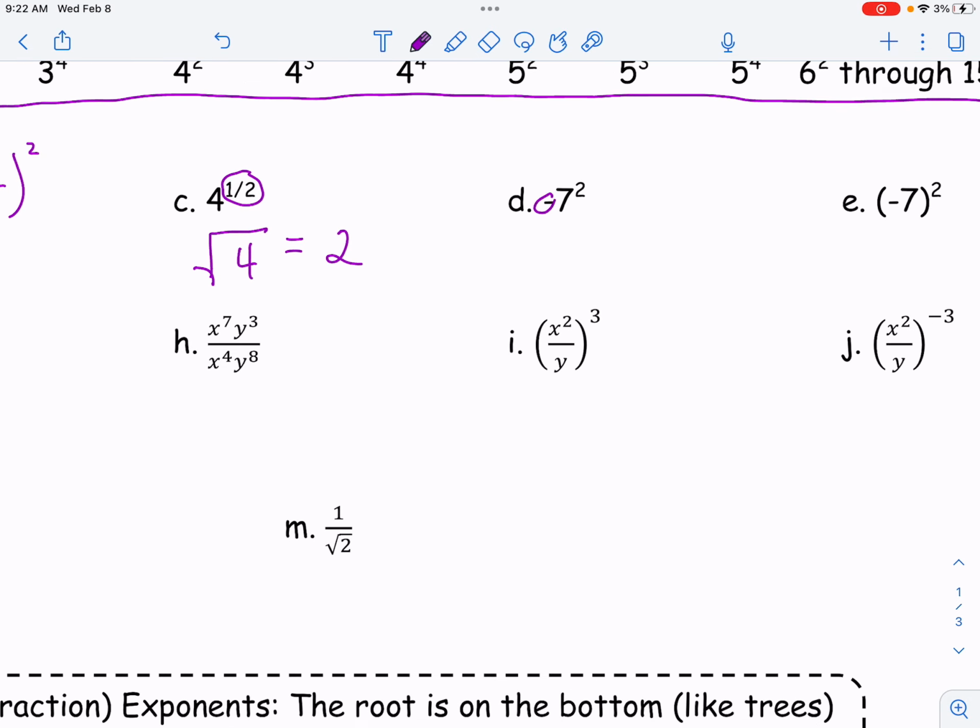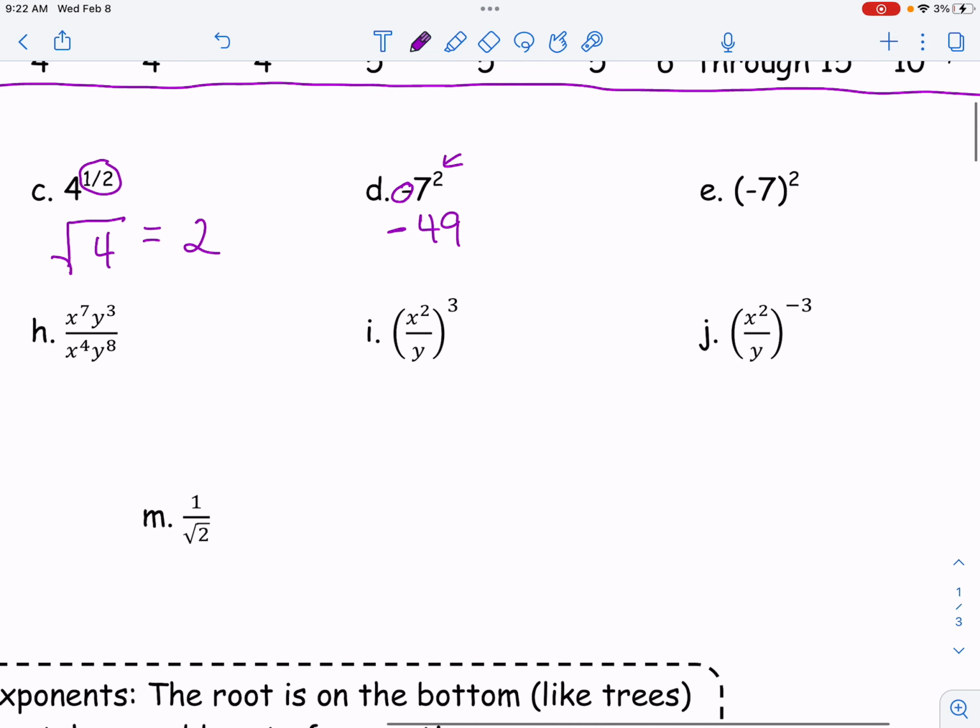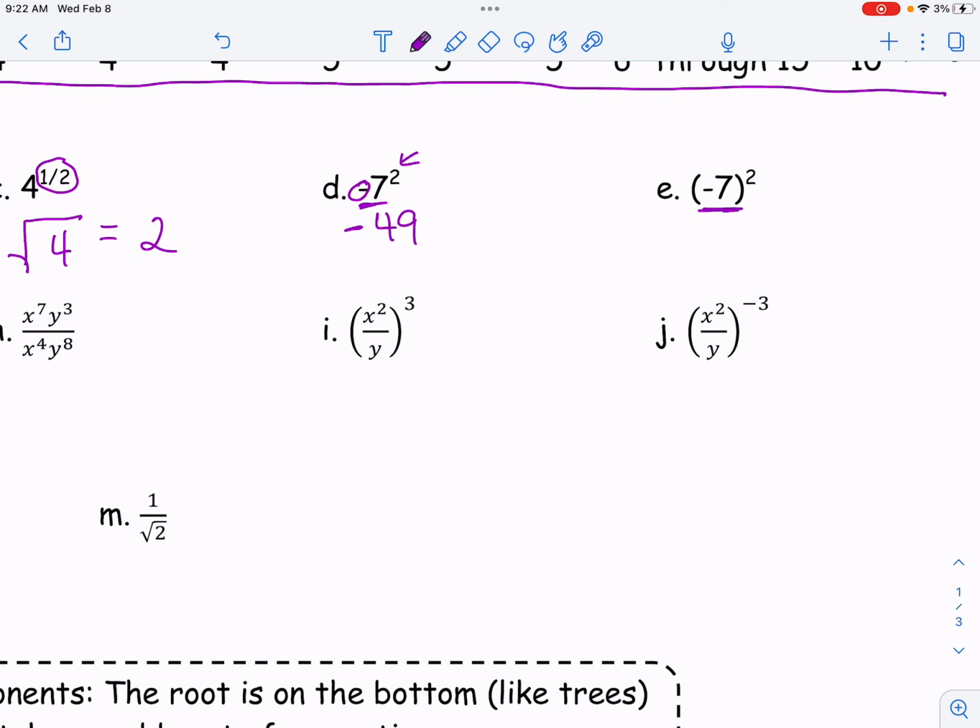This negative does not go with the square. The only thing that is raised to the 2 power is the 7. That's 49. You pick that negative up last because it's not included. Here's the difference between parentheses and no parentheses. On the other one, the negative is also being squared, so that would be positive 49.